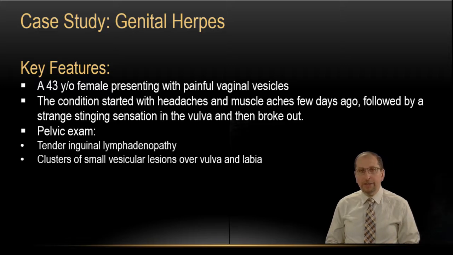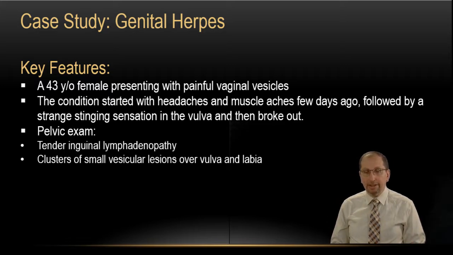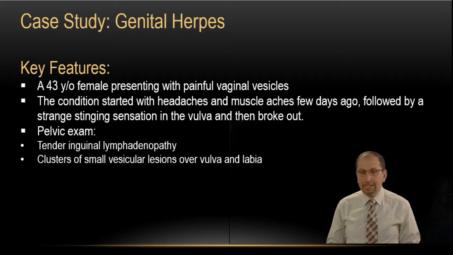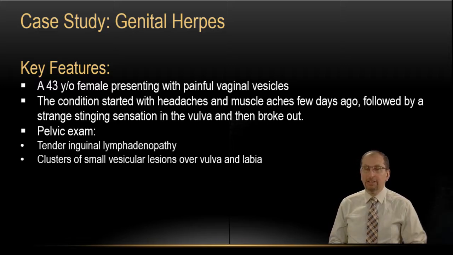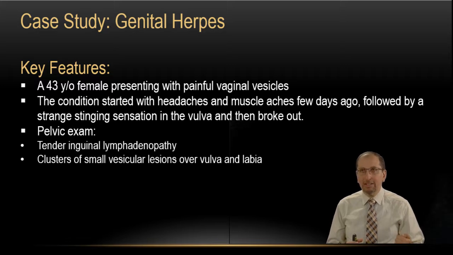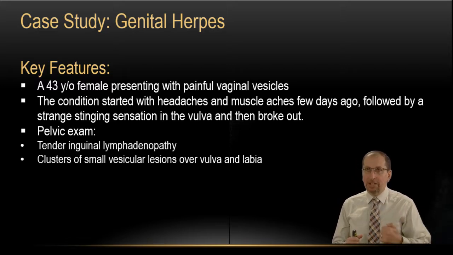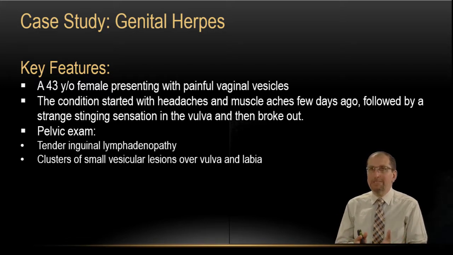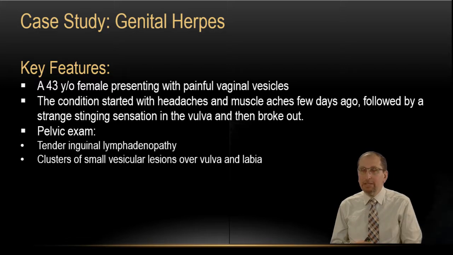So our genital herpes case study. The key features here are a 43-year-old female presenting with painful vaginal vesicles. In a male, the vesicles are always present and always obvious. In a female, the genital vesicles could be inside the vagina. So sometimes you cannot find something, or sometimes the patient herself will not be able to find it, but in this case, the patient had painful vesicles inside and outside the vagina.